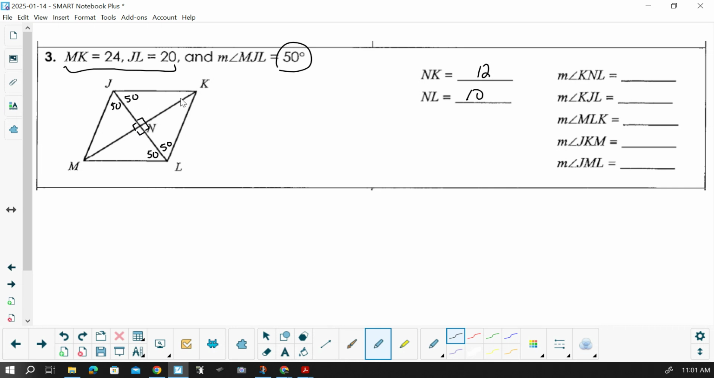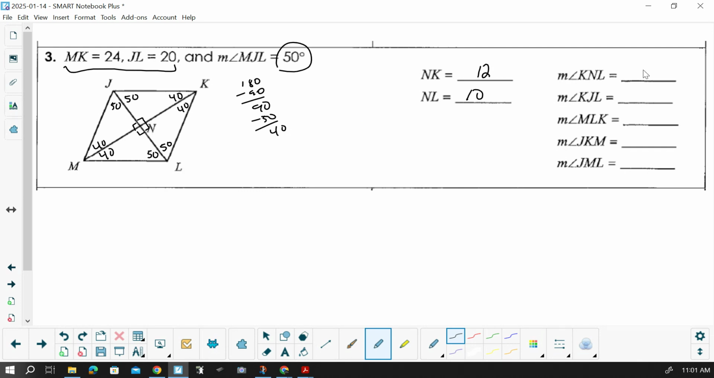And that means that we can look at one of these right triangles and say, well, the angles add up to 180. So I can do 180 minus that 90 gives me 90, and then minus that 50 gives me 40. So that means that this angle would be 40, and this one would be 40, which means also down here 40s. Okay.